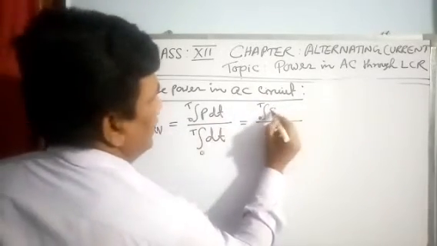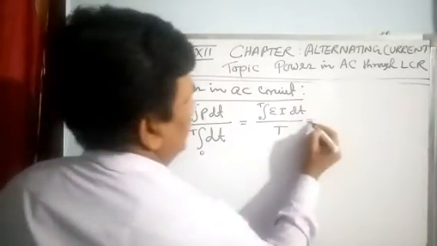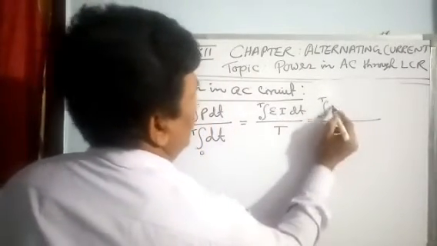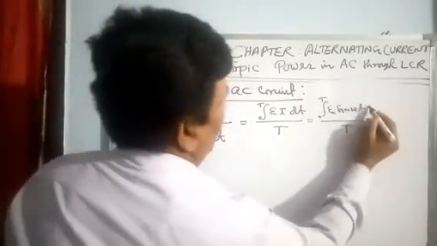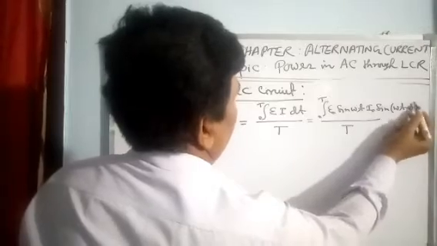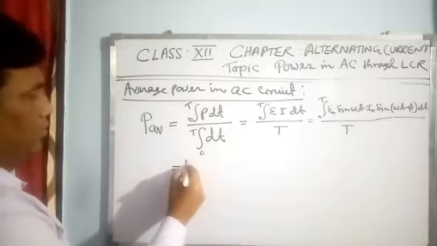P can be written as ∫EI dt, integration of dt. E can be written as E naught sin omega t, which you already know, and I naught sin(omega t minus phi) dt. Simply I am just writing all these things, nothing else.